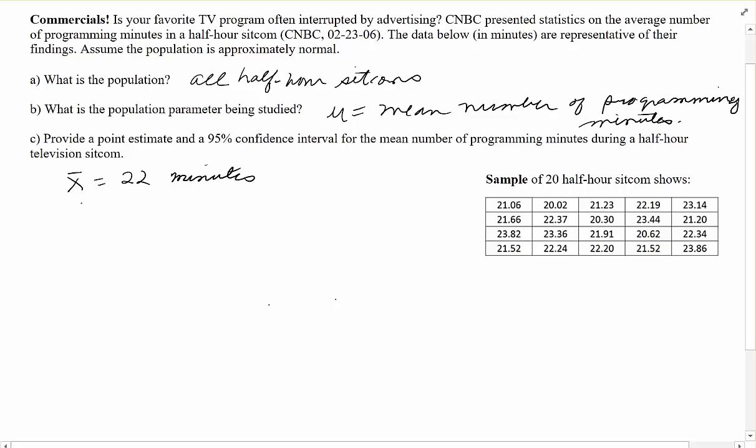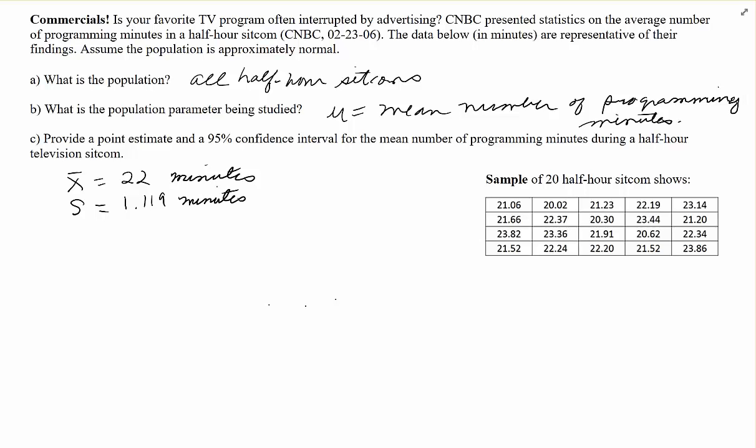And also, since the population standard deviation is not given, I'm going to have to estimate it with the sample standard deviation. So the standard deviation of those 20 data values in my sample turns out to be 1.119 minutes. Now, to get the 95% confidence interval, this is a confidence interval for the mean.